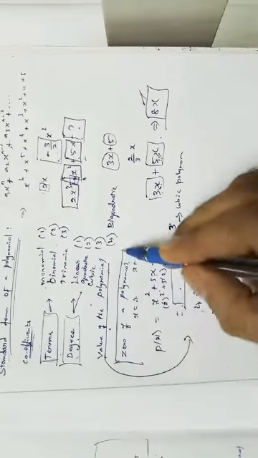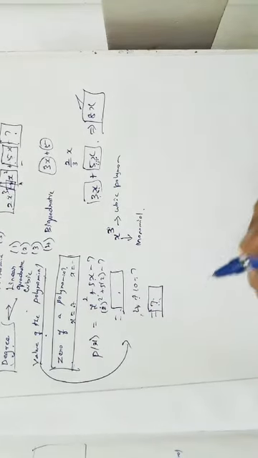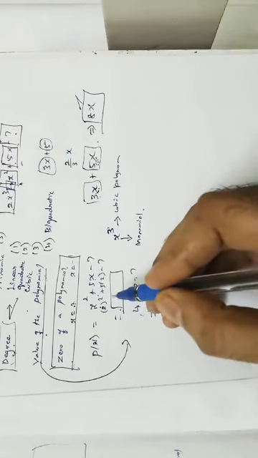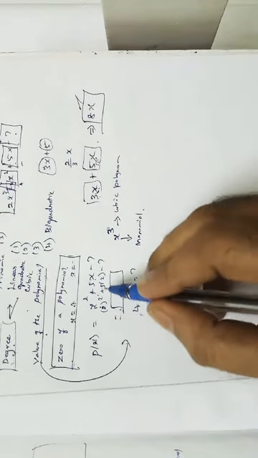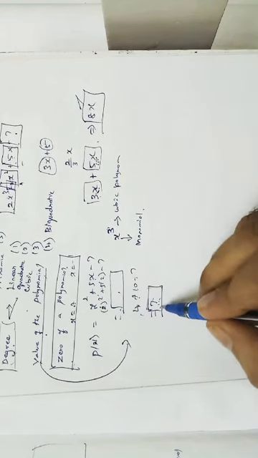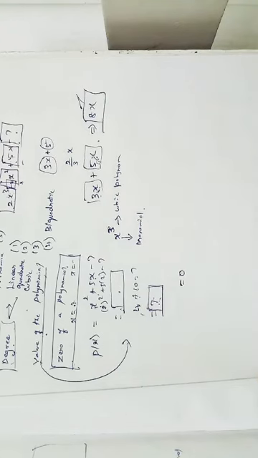And the next one is zero of a polynomial. Some value we are substituting, some value x is equal to, and I'm just substituting and simplifying. Finally, I am getting the value, and that value is equal to 0.